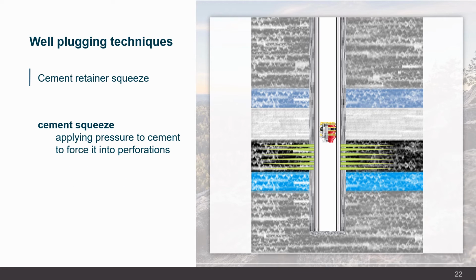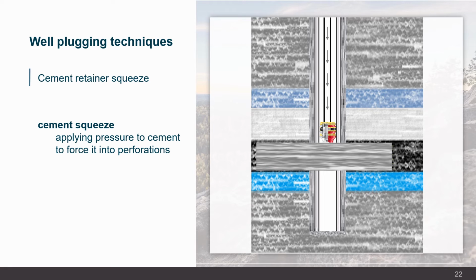In the example shown here, a permit holder is preparing to conduct a cement retainer squeeze. They engage with the already set cement retainer with a tubing string and begin pumping cement down the inside of the tubing through the retainer. The cement is then directed into the perforations, and by applying pressure, those perforations are filled with cement.